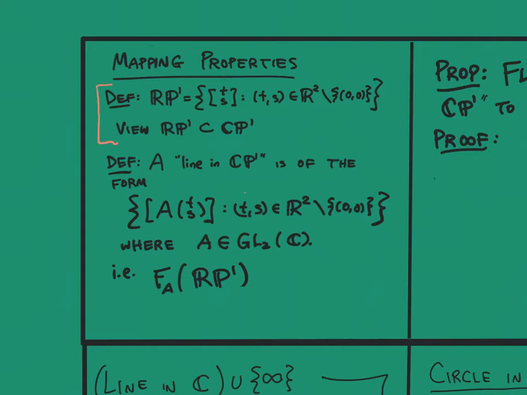Let me define RP1 first of all, and this is just similar to CP1 with everything replaced by real numbers. So I have T and S inside CP1, but I'm going to restrict them to be real numbers. And so this is what I'll call RP1, and I view it as sitting inside of CP1. This is really just the real line inside of C, but I'm also adjoining the point infinity.